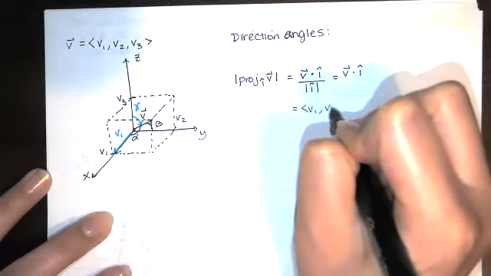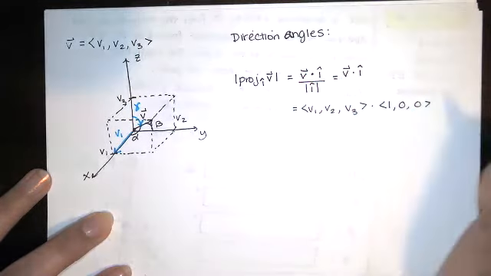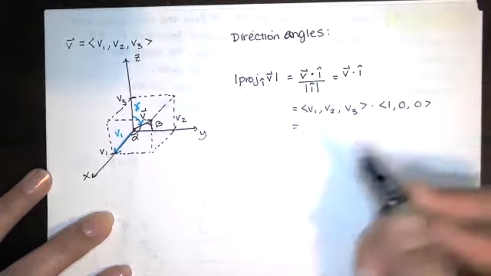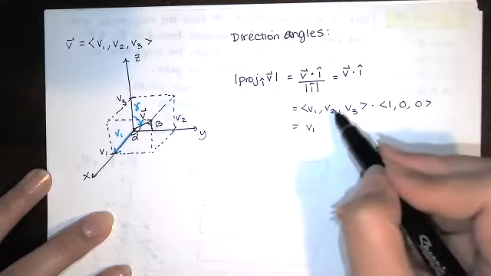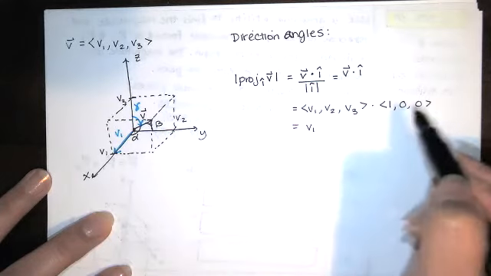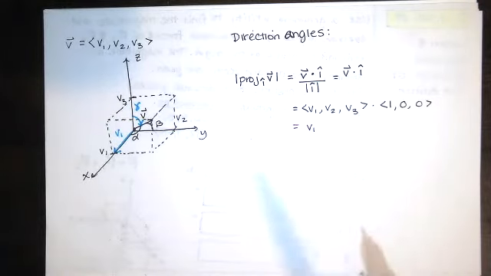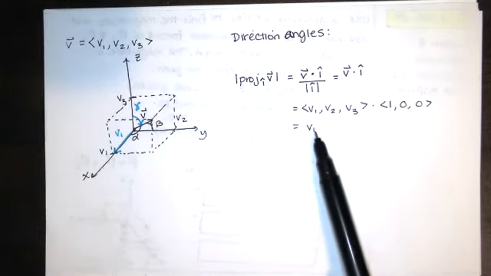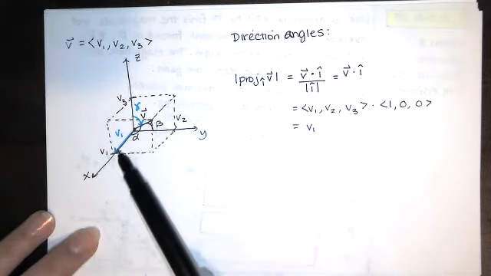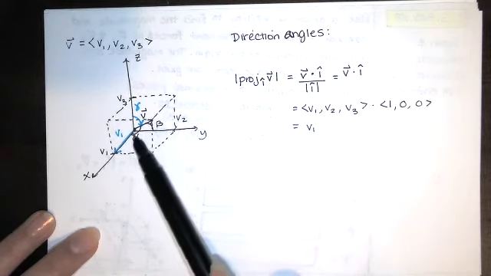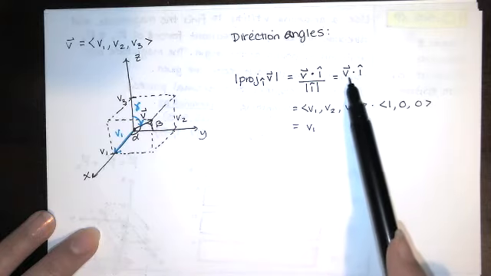And since v has components v1, v2, and v3, and i hat has component form 1, 0, 0, when I take the dot product, I just get v1 times 1, which is v1, plus v2 times 0, plus v3 times 0, because that's how dot product works. You multiply and add, multiply and add, multiply and add, and we get v1. So the length of the projection of v onto i hat, which is giving us the part of v that's parallel to that x-axis, is just the dot product of v with i hat.